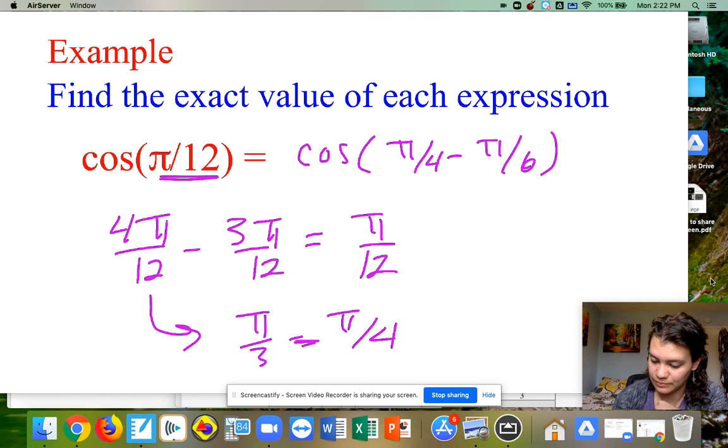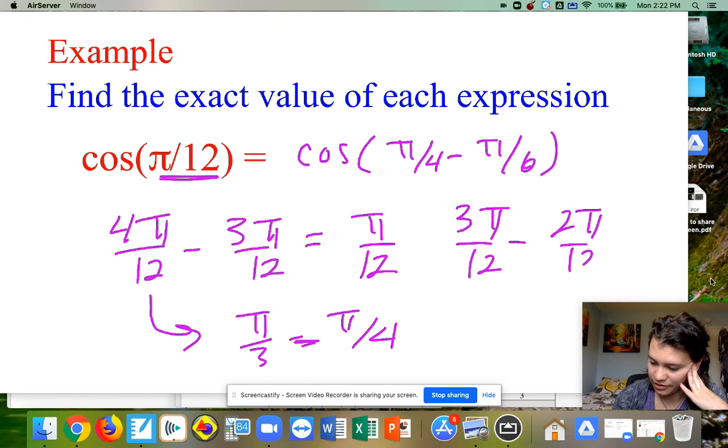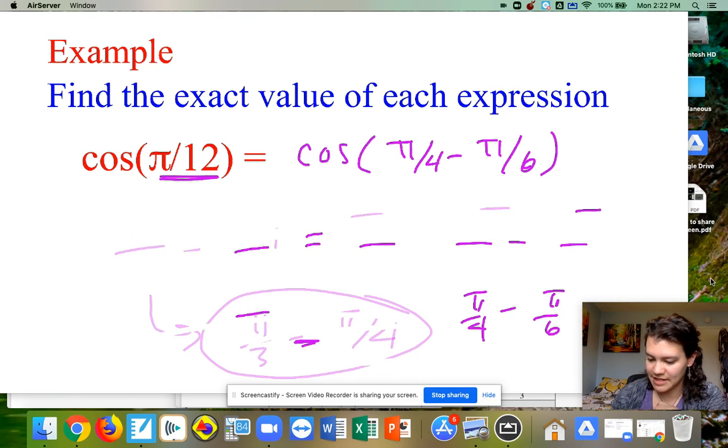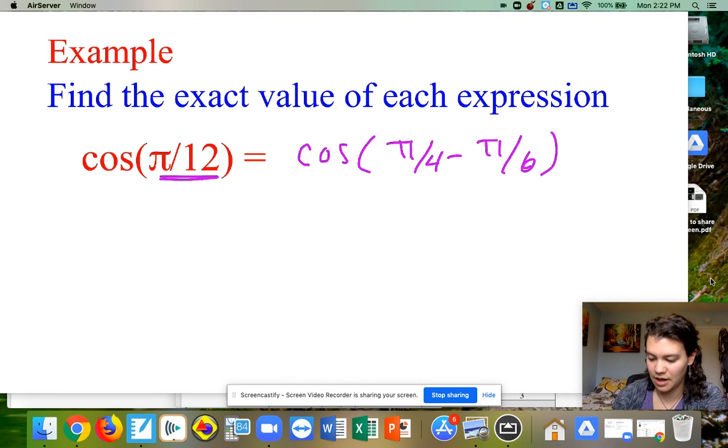Or you can do, okay, I got this one, 3 pi over 12 minus 2 pi over 12, which gives you pi over 4 minus pi over 6 if you simplify. Either one, you could do pi over 3 minus pi over 4 or pi over 4 minus pi over 6. It doesn't matter, you'll get the same answer. So that's how I think of it. Try and do it in terms of your common denominator first, so 12, and then go back through and simplify.